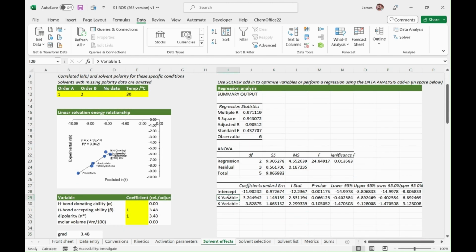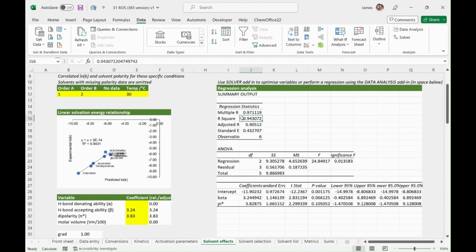So this variable here is beta, and this will be pi star. Coefficients are listed here. And now I can just add these to this section here. 3.24, 3.83. So this is our optimized relationship here.